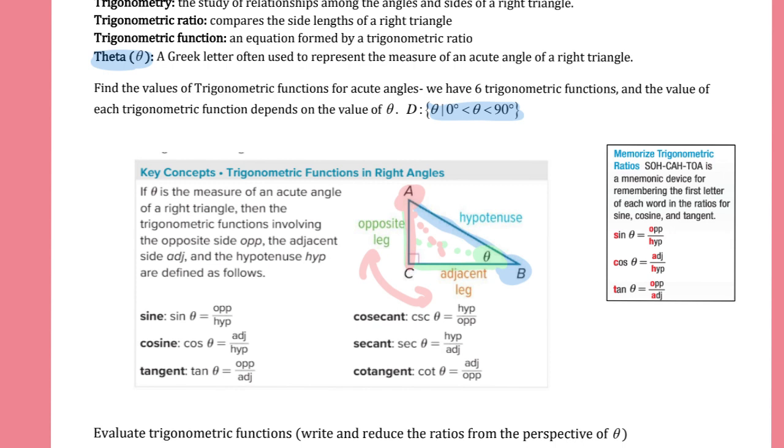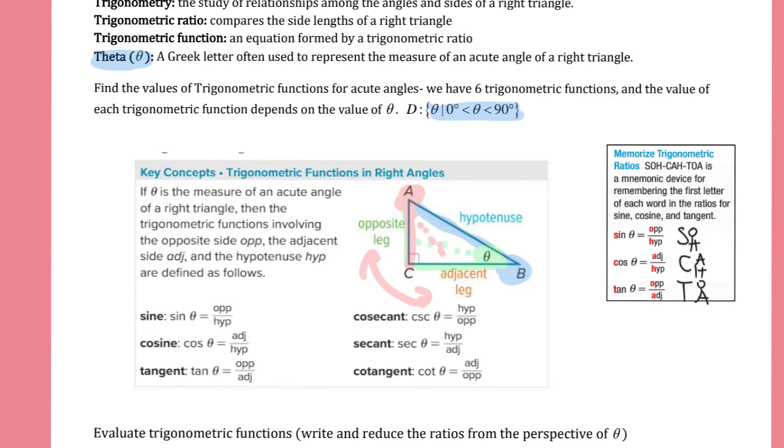But you probably have learned SOHCAHTOA. You probably remember that from last year. So the sine is the opposite leg over the hypotenuse. The cosine is the adjacent leg over the hypotenuse. And the TOA is the opposite leg over the adjacent leg. And those are 3 of the possible ratios you can learn. We're going to learn 3 more today.